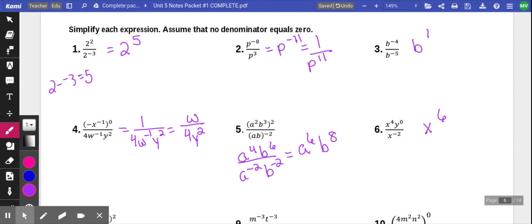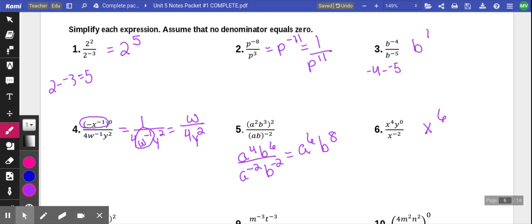Number 3, I keep the base of b and I subtract the exponent. So it's negative 4 minus negative 5, which is 1. So it's b to the 1st, or just b. My numerator here is all being raised to the 0 power. Anything to the 0 power equals 1. My denominator I left alone. Then I looked at my denominator and I have w to the negative 1, which means negative exponent, so it's the reciprocal. So my final answer is w over 4y squared.